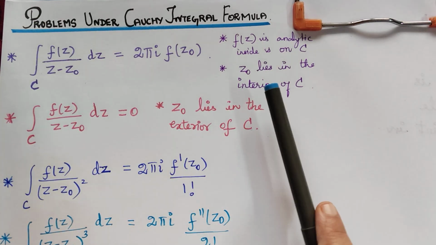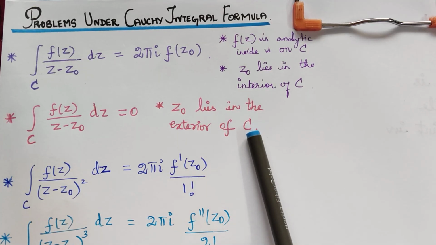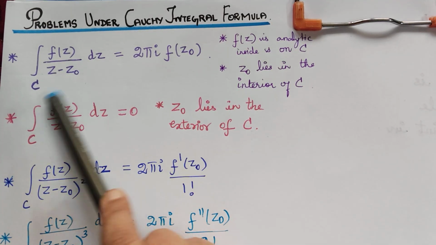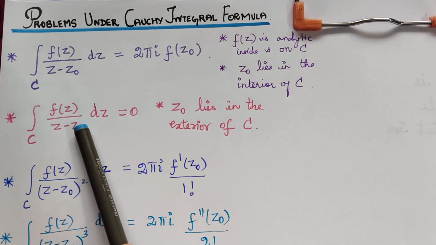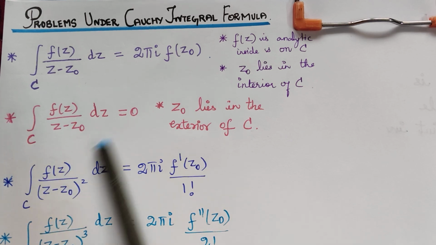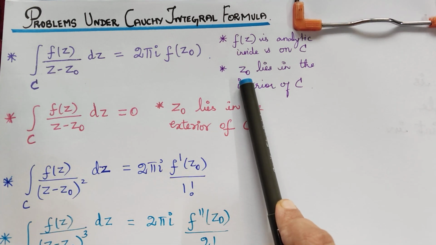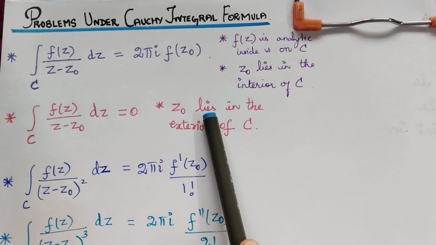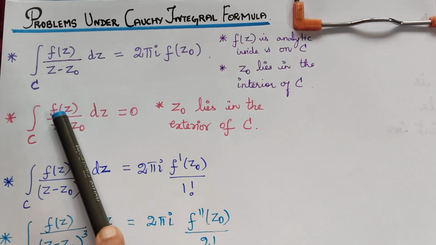Also, we should know that if z naught lies in the exterior of C, that is outside C, then the integral becomes 0, because f of z by z minus z naught will be analytic, and hence by Cauchy's theorem the integral will turn out to be 0. So always remember, when it lies inside we have this formula, and when z naught lies outside C, then it will be equal to 0.